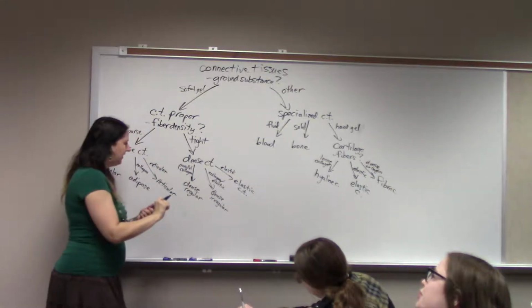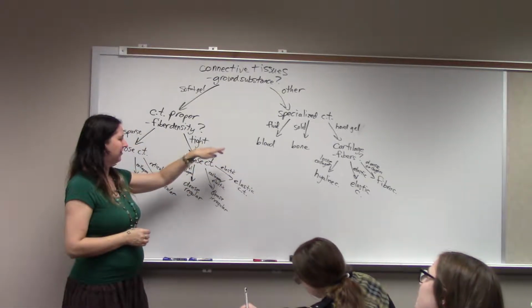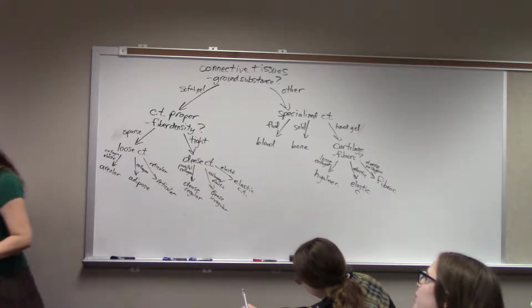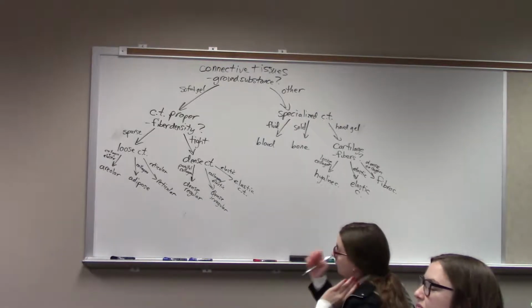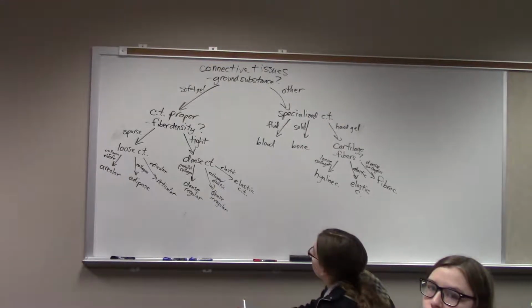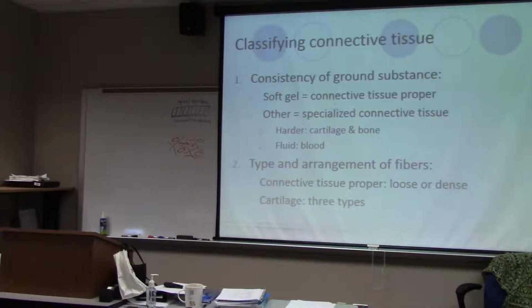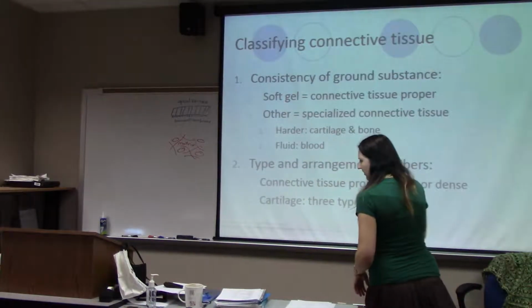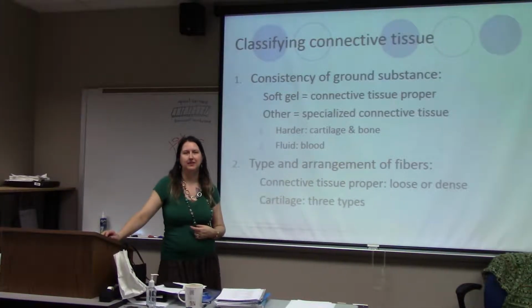So the big thing to watch out for in the terms is elastic cartilage versus elastic connective tissue. They both have elastic fibers, but the character of the ground substance will be different. Any questions on the classification before we go into the specific types?